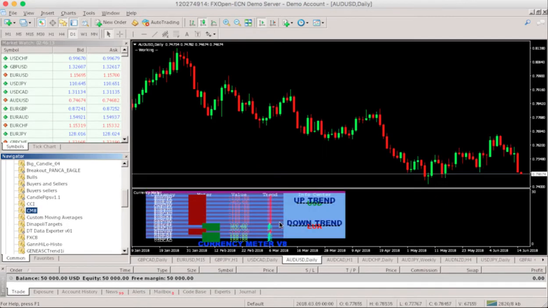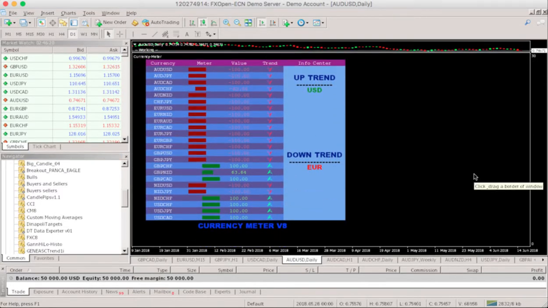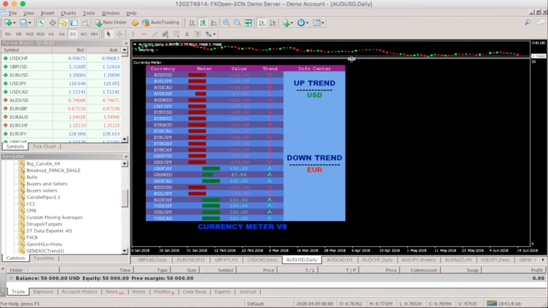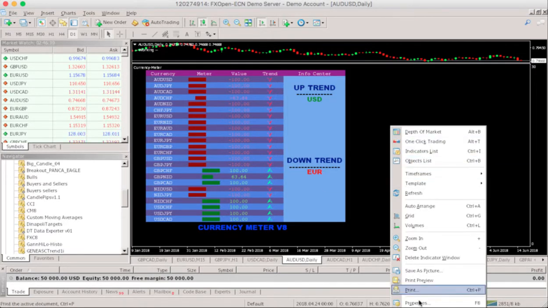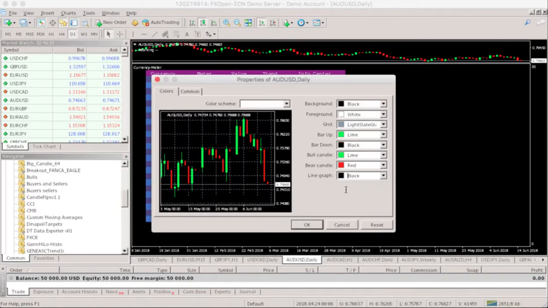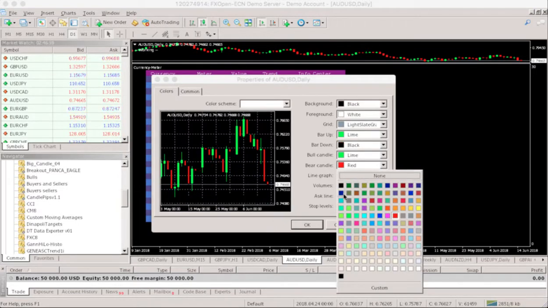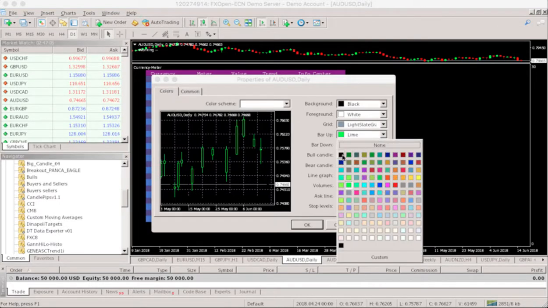Now once you do that, you see this is the meter. Now you can drag this little line here and bring it up, and you can use it like that if you want. But personally, I like to remove every single other item on my screen, like the candles and stuff like that. So I would right click, go to properties and make everything black. As I'm doing this, you can look here and you can see this is changing to black. So there's one more in here, black.